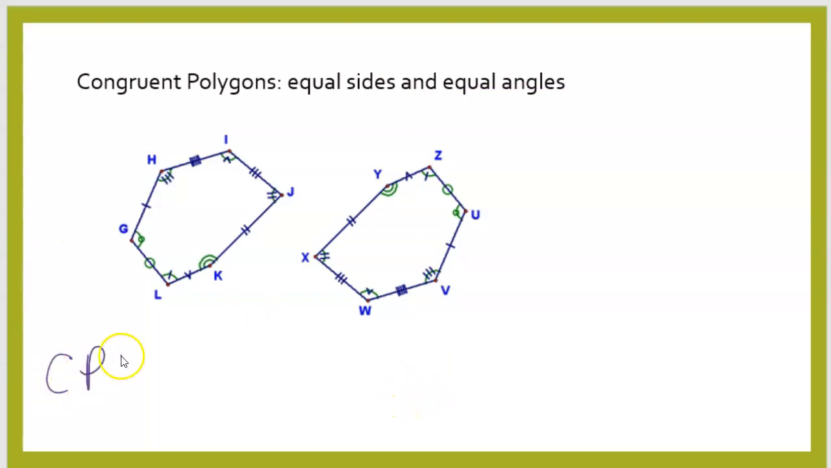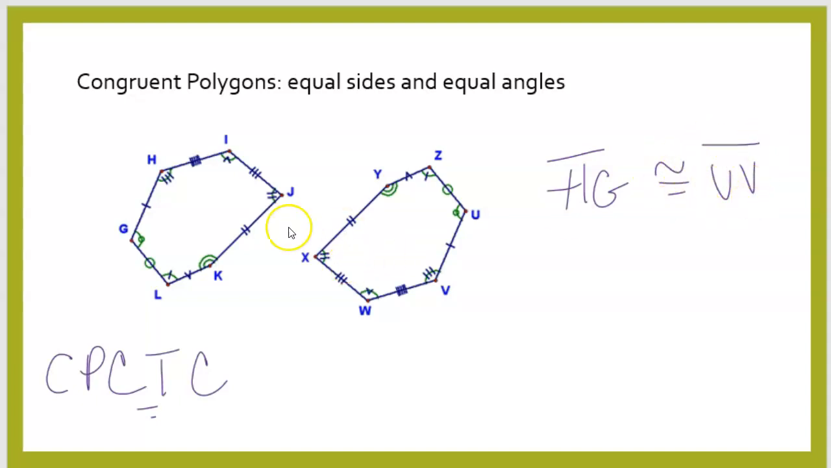Do you guys remember CPCTC? Remember, that stands for corresponding parts of congruent triangles are congruent. Well, we can use this theorem or thought process for any polygon. It doesn't have to be a triangle. So you can match up all these parts, right? HG is congruent to UV. Angle I is congruent to angle Z. We're just matching up those markings. And we say congruent because they're not the exact same shape, right? This is shape number 1 and this is shape number 2.